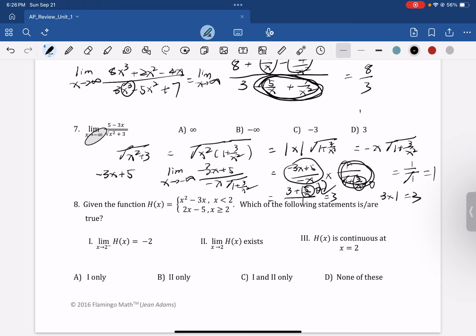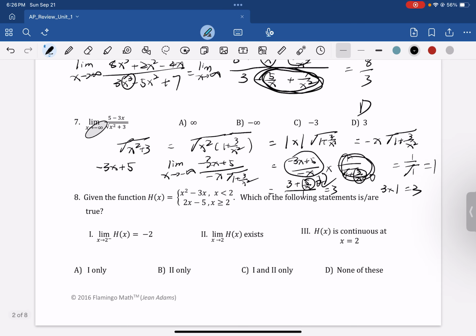And the last one asks us which of the following statements is true about the piecewise function h of x. So limit as x approaches 2 from the left-hand side of h of x equals negative 2. What we have to use is this function here. The limit as x approaches 2 from the left-hand side of x squared minus 3x equals 4 minus 6, which is negative 2. So this one is correct.